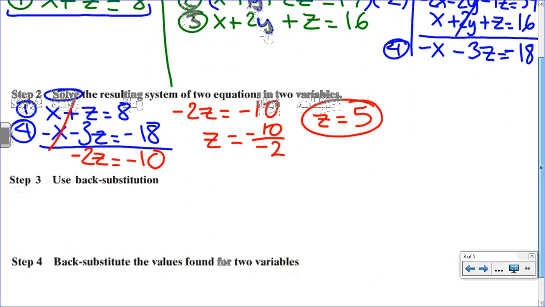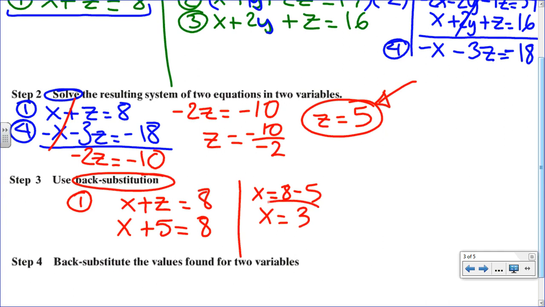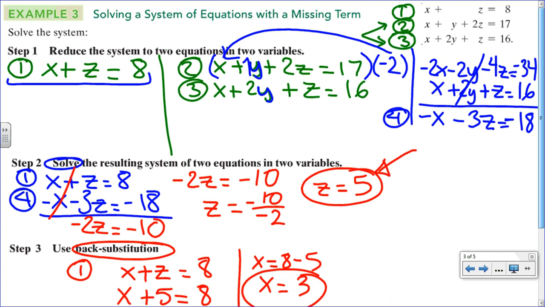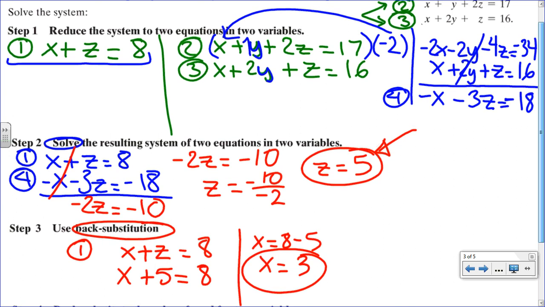And it's pretty easy because now we just need to back substitute. So we're going to take equation number 1, which is x plus z equals 8. And what I'm going to do now is substitute this number, 5, for the variable z. So x plus 5 equals 8. So that means that x is equal to 8 minus 5. So x is equal to 3. Now we have two of the variables, so now we can go back to one of our original equations, and we just have to find y.